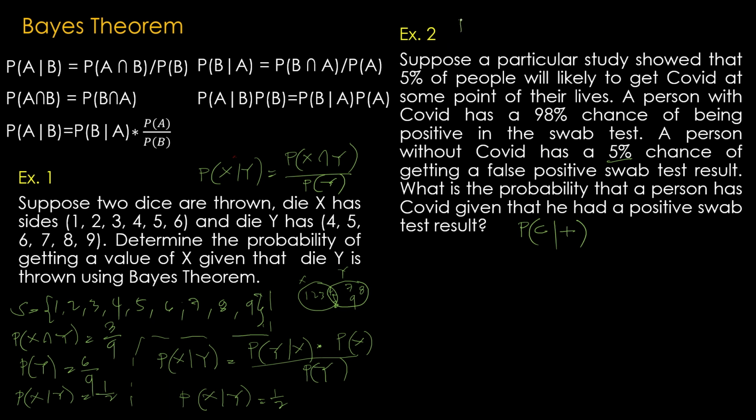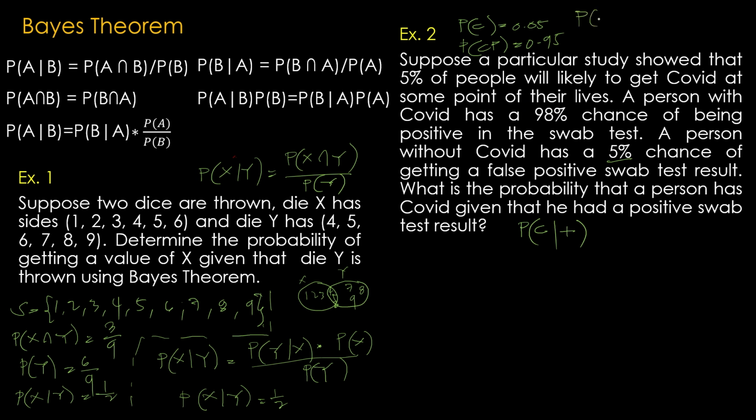The probability of getting COVID, based on this study, is equal to 5%. That is 0.05. Try to convert that to decimal. So that would be 0.05. If the probability of getting COVID is 0.05, therefore the probability of not getting COVID or being COVID-free is equal to 0.95 from our complementary events. Meaning, the probability of being COVID-free is 95%.